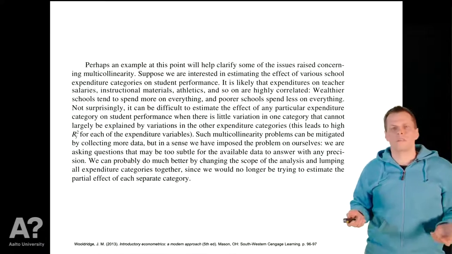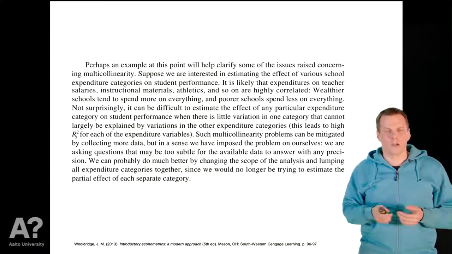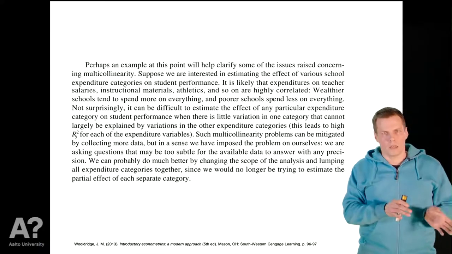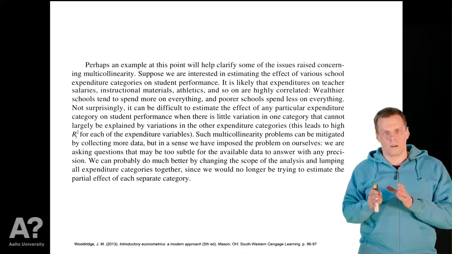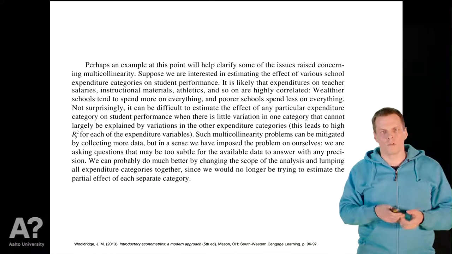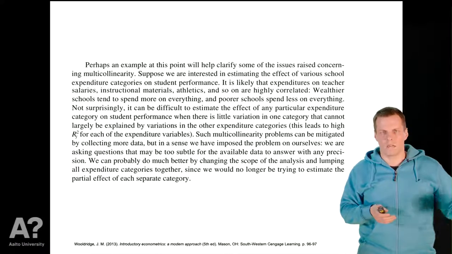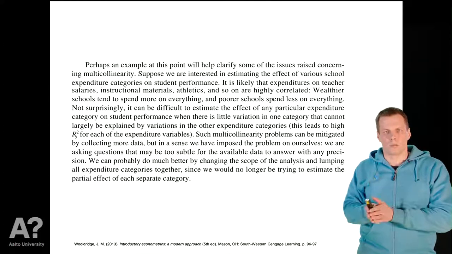So how do you justify indices, and when would you use indices? Wooldridge's econometrics book provides a good example of when you would use an index. In his example, he is using schools and different expenditure categories. The expenditure categories, how the school spends their money, are correlated because schools that have more money spend more, and schools that are poor don't spend as much.